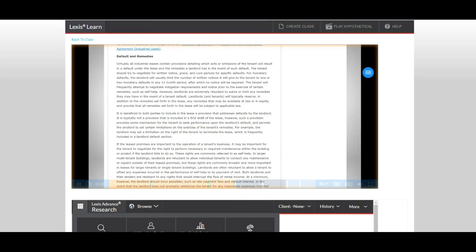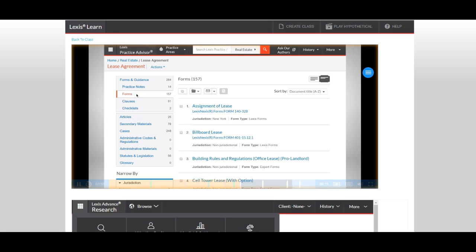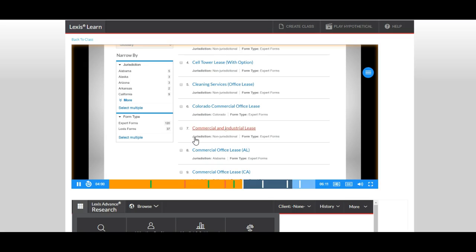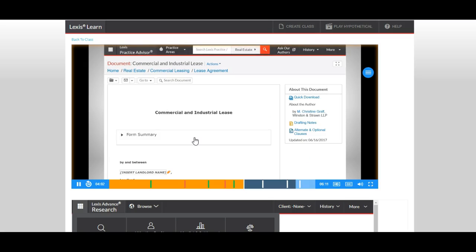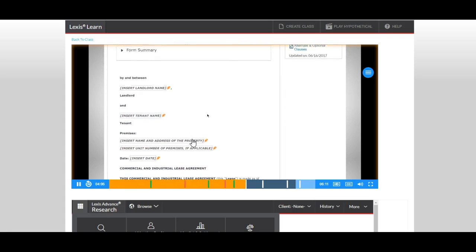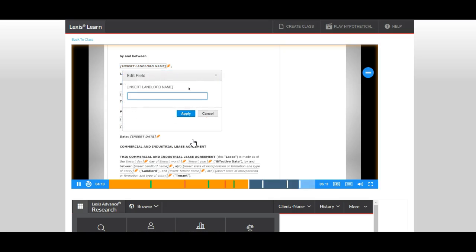You've reviewed the practice notes, but want to see what an industrial lease agreement really looks like before you start drafting. Select the forms category and you'll have a variety to choose from. The commercial and industrial lease agreement is a good place to start. You're now looking at a standard industrial lease agreement. As you scroll through the form, you'll notice several open fields. These fields allow you to insert your own information.